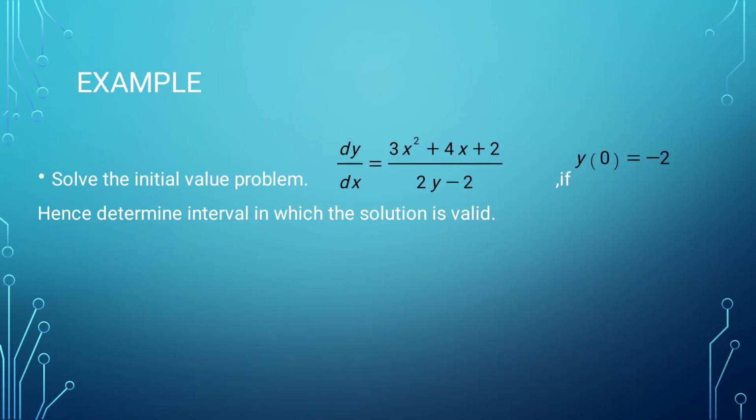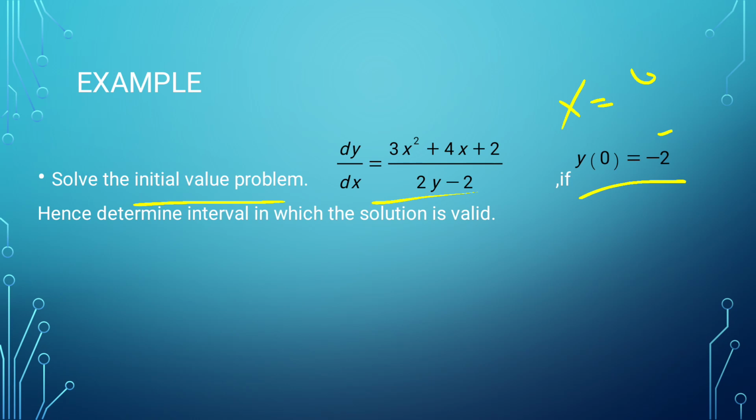Okay, so let's look at an example. We are given this initial value problem, and an initial value problem means that we have a condition at only one value of x. You can see from here x is equal to 0, that's the one value we have, and y is -2.